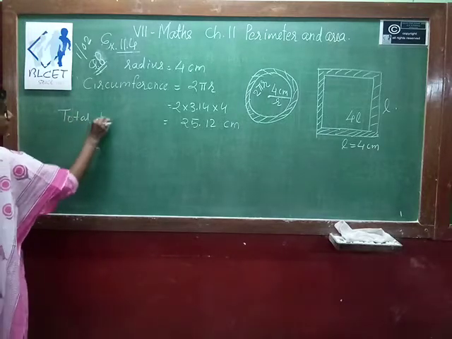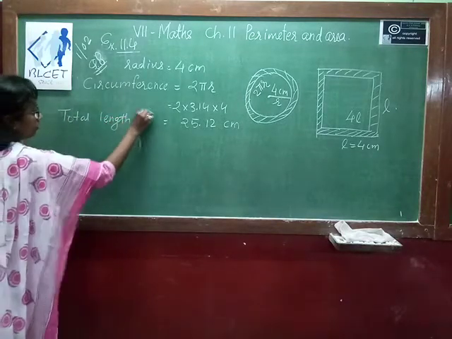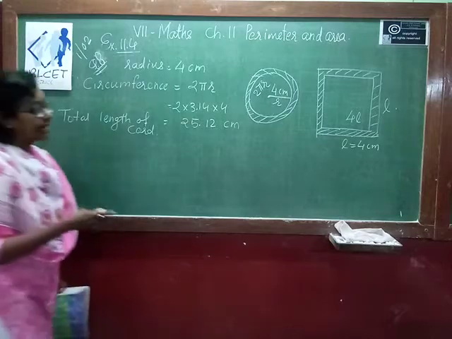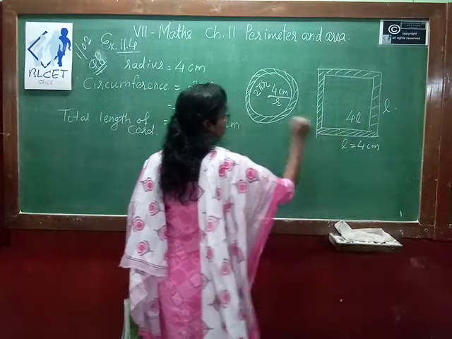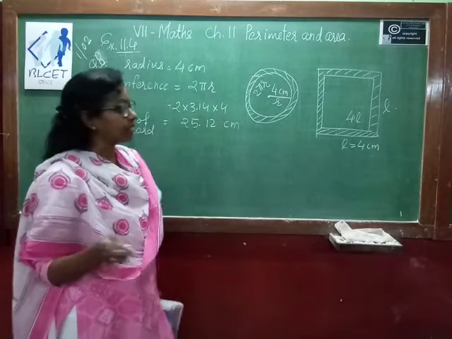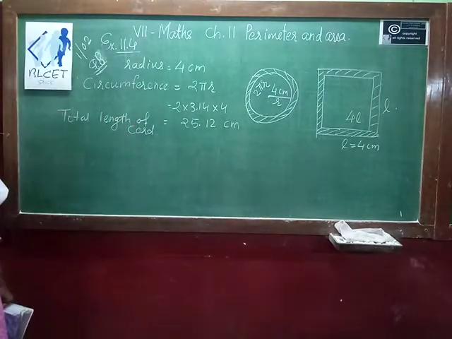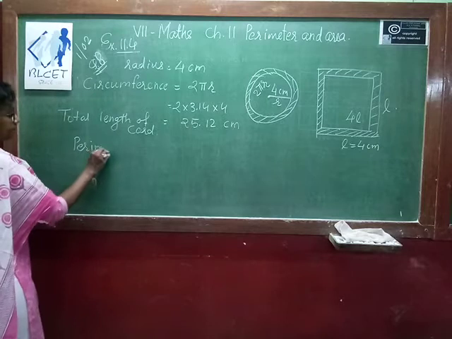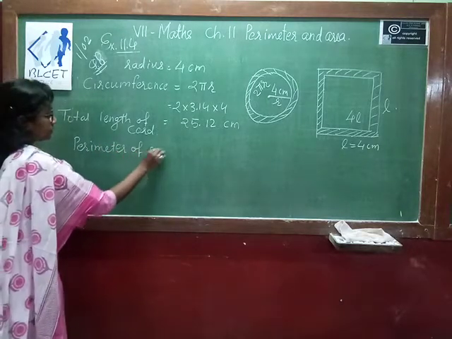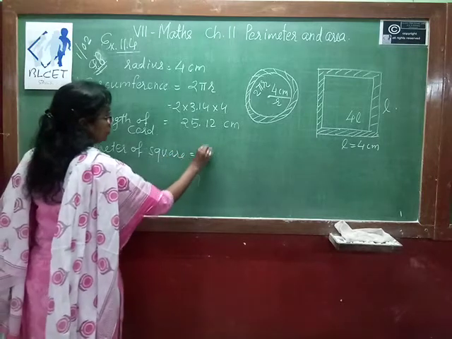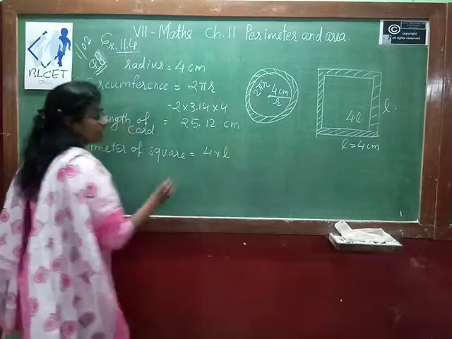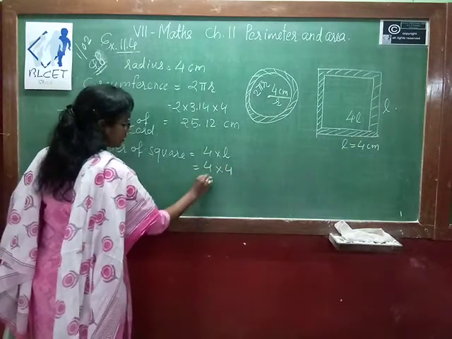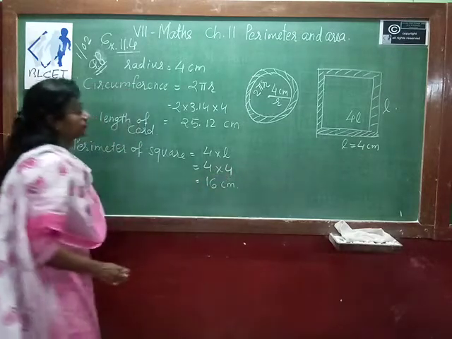So this is the total length of cord. Now you are taking the same cord and wrapping it around this square object whose side is equal to 4 centimeters. So how much cord is needed to wrap it and how much is left, that we have to find. So what can we say now? Perimeter of square is equal to 4 into, and here what is your length? Length is equal to 4. So 4 into 4, what is the answer? 16 centimeters.